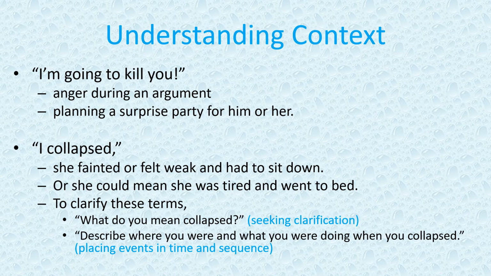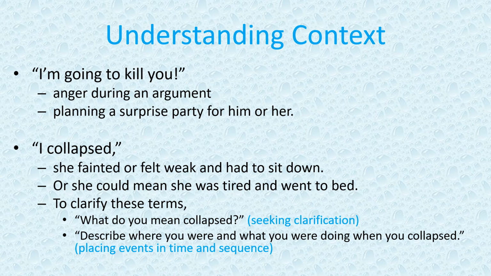Understanding the context: "I am going to kill you." This may be said by the patient. It may be interpreted as anger during an argument, or it may be actual violent behavior of the patient, or the person may be planning a surprise party for another person. So the hidden thought behind this sentence should be explored. Further, like "I collapsed."